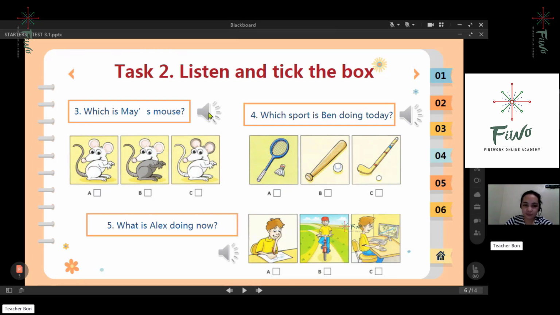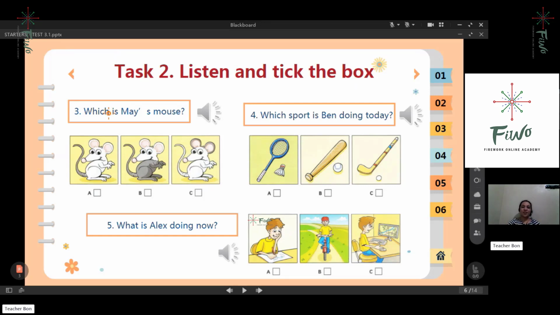Three. Which is May's mouse? Is that your mouse, May? The one with gray ears? No, my mouse has got a gray tail, but his ears are white. The one with the gray body, too? No, it's got a white body. Look, it's that one.